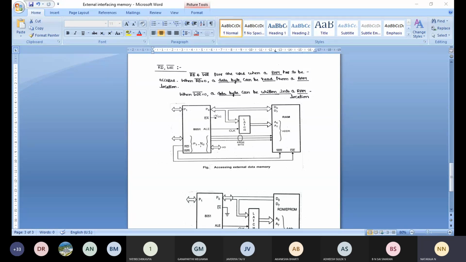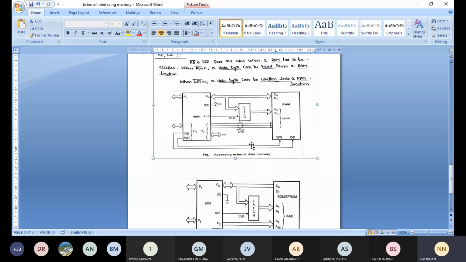If PSEN is equal to 0, it will access the data from the program memory. That is the difference between accessing external program memory and accessing external data memory with respect to PSEN. In the second diagram, the schematic diagram, PSEN enables the ROM, and based on that it takes the data. That is about external memory interfacing.